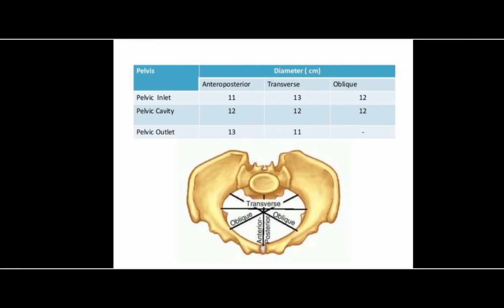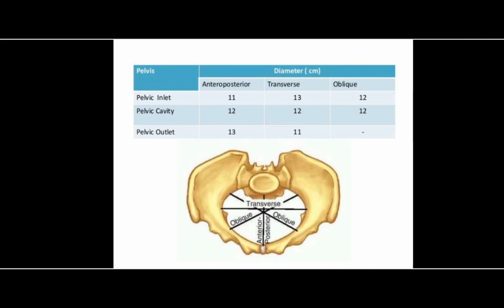Then next we have the diameters of the pelvis. First is pelvic inlet, then we have the pelvic cavity and pelvic outlet. In the pelvic inlet, the largest diameter is the transverse one, that is 13 centimeter. Anteroposterior is 11 and oblique is 12. And in the cavity all the diameters are equal, that is 12.